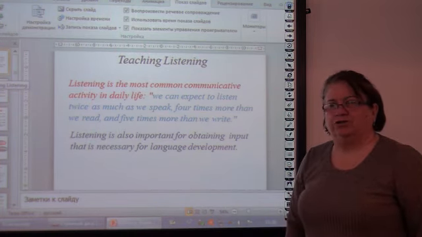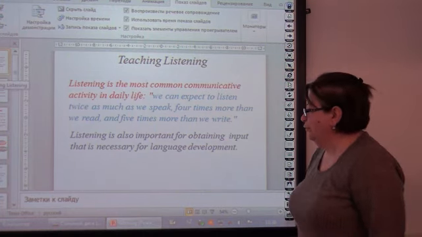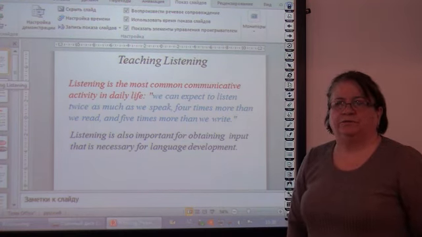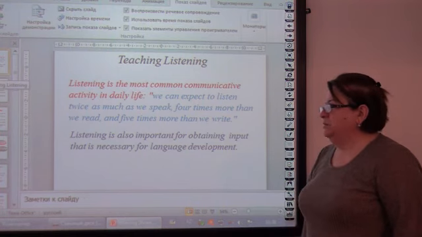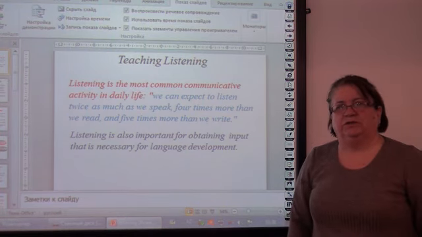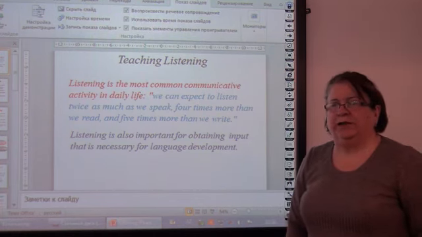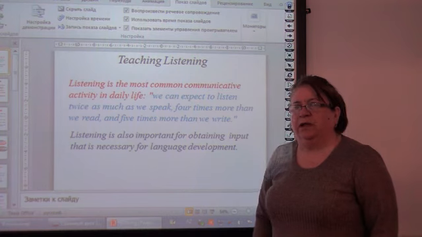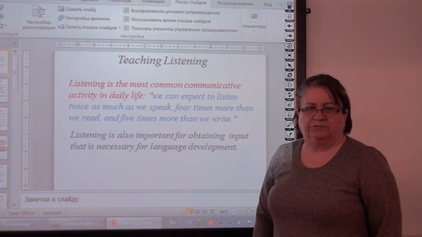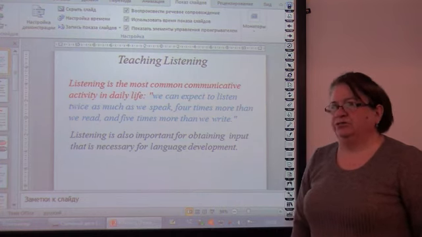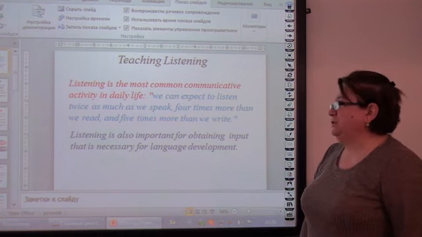Methodology of Teaching English. Today I would like to say almost short form of one aspect of teaching English at school. As we know, this methodology means the ways of teaching and the ways of learning. And in teaching, there are four aspects: listening, reading, speaking, and writing. Today, I would like to speak only about teaching listening.